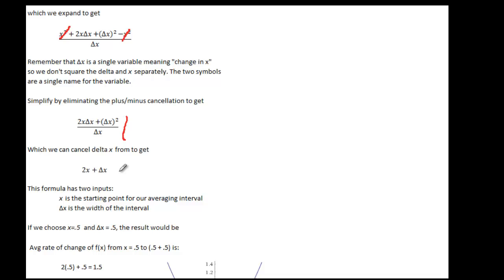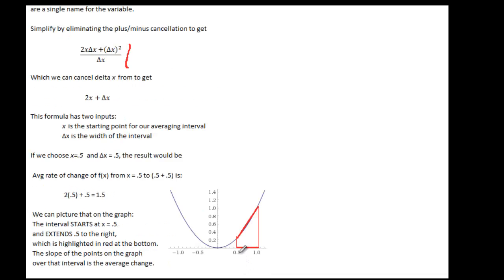So this formula tells us for any x, that is a starting point on the x-axis, and any delta x, that's the width of our interval, what the average rate of change of the function f of x equals x squared is over that interval. If we chose 0.5 as x and 0.5 as the width, delta x, of our interval, then on the x-axis the interval looks like that. When we plug 0.5 and 0.5 into our formula, it will tell us the slope of this line, which is called the secant line that connects the dots, or the function value there and the function value here. The slope of that line is the average rate of change over this interval, and it would be 2 times 1/2 plus 1/2 is 1.5.